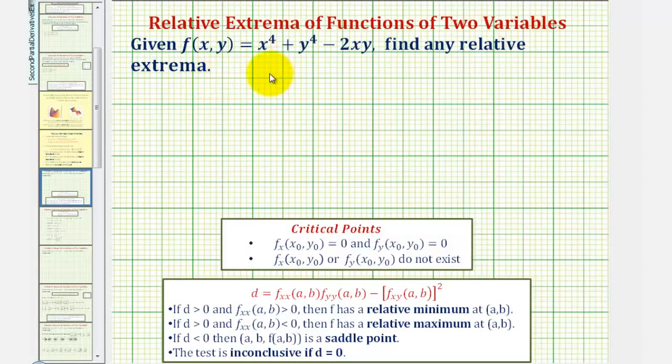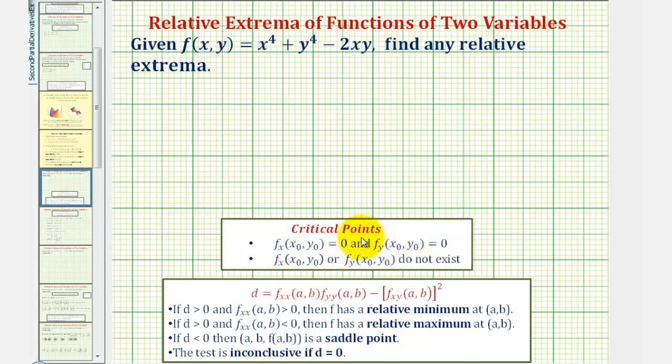Given f(x, y) = x^4 + y^4 - 2xy, we want to find any relative extrema. The first step is to find the critical points, which is where the first partial derivatives are both equal to 0 or where either is undefined.